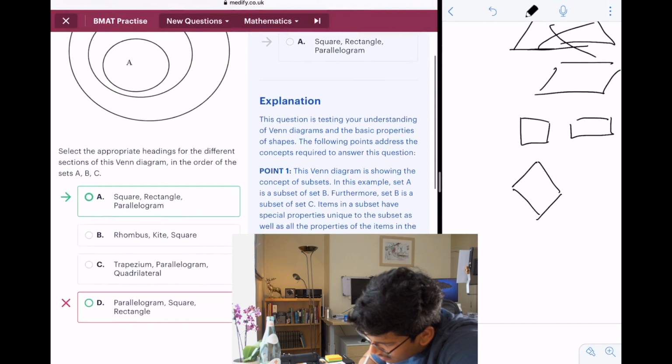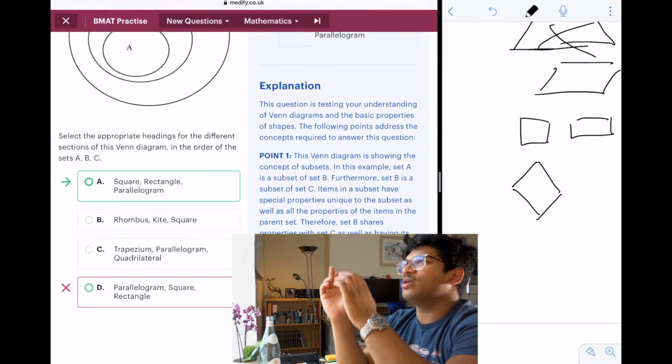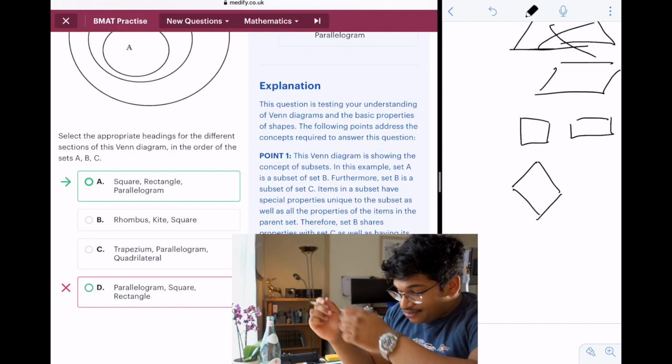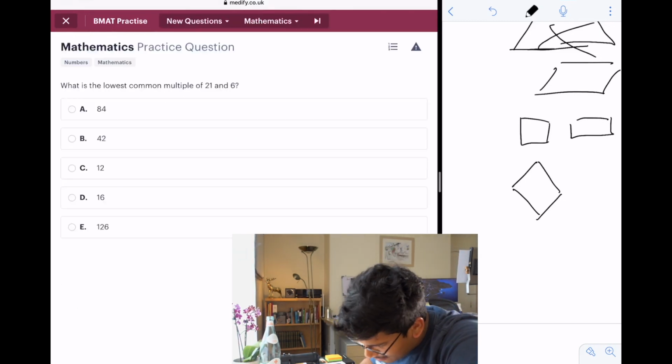But how is a rectangle a parallelogram? Oh yes, because a rectangle could be a parallelogram. That's just sort of sitting straight up. So, okay, fair enough. Cool.